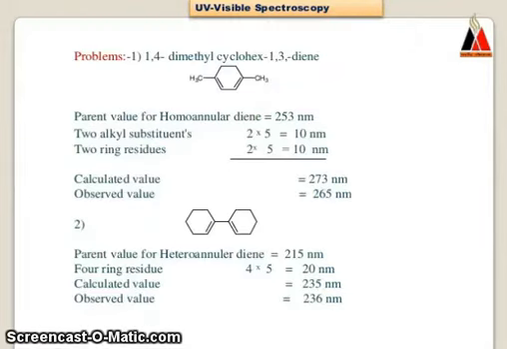So problem: 1,4-dimethyl cyclohexane 1,3-diene. The parent value for homoannular diene is 253 nanometer, 2 alkyl substituents or ring residues, 2 into 5, is 10 nanometer, as you can see here. So the calculated value is 273 nanometer and the observed value is 265 nanometer. Now in the second example, the parent value for heteroannular diene is 250 nanometer, 4 ring residues, 4 into 5, is 20 nanometer, calculated value 235 nanometer and observed value 236 nanometer.